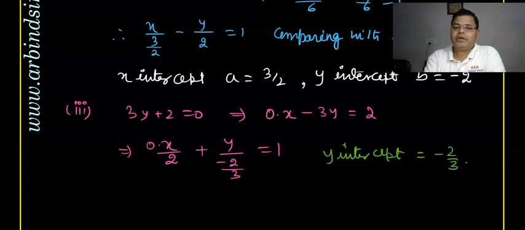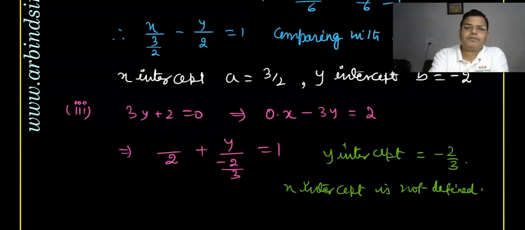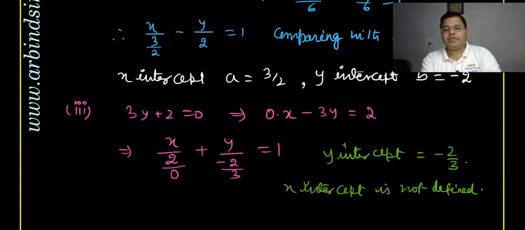The x-intercept is not defined. You can say 2 divided by 0, it will be infinity. So x-intercept is not defined, because y is equal to a constant, which is a line parallel to the x axis. So it will never intersect the x axis. Got it now? It will never intersect the x axis.